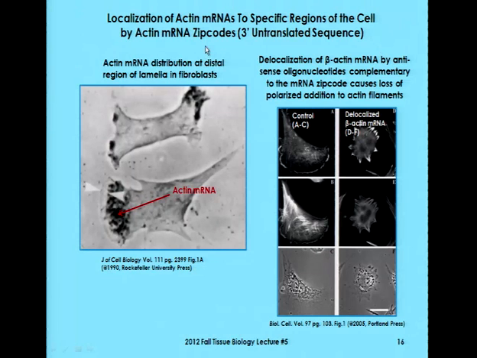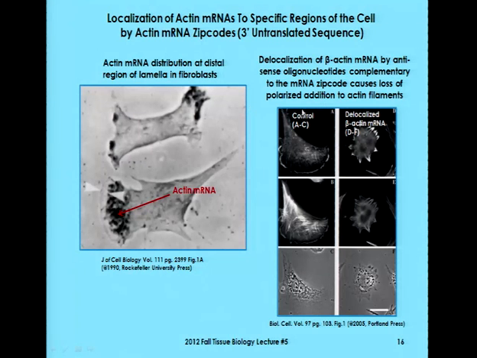Here we are seeing the distribution of a specific messenger RNA for actin, and that was detected with probes to actin messenger RNA and found to be distributed to the distal region of the lamella of fibroblasts. Studies that used antisense oligonucleotides that interfered with the localization of the actin messenger RNAs led to the loss of polarized addition of actin filaments.